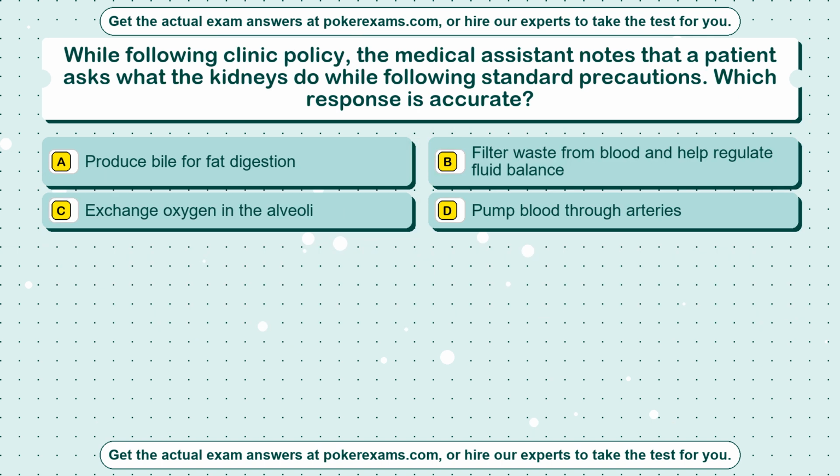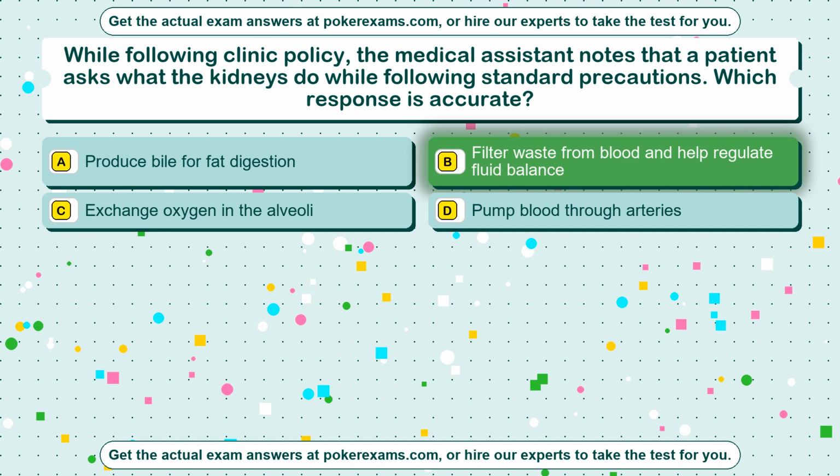Question 56. While following clinic policy, the medical assistant notes that a patient asks what the kidneys do while following standard precautions. Which response is accurate? Option A. Produce bile for fat digestion. Option B. Filter waste from blood and help regulate fluid balance. Option C. Exchange oxygen in the alveoli. Option D. Pump blood through arteries. The correct answer is option B.